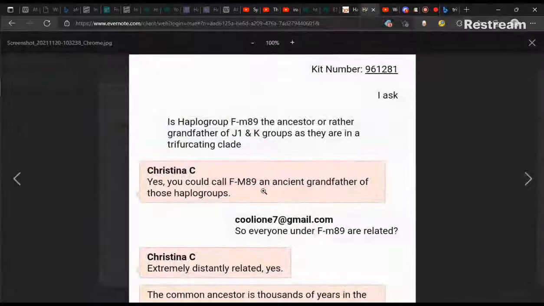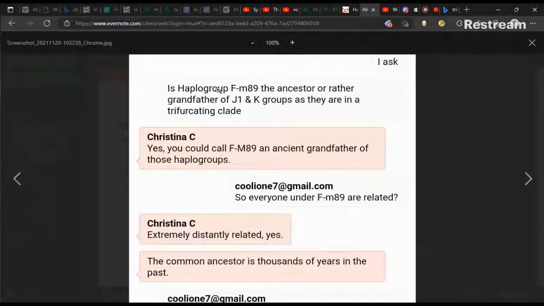So you're going to see that conversation here. I say, is haplogroup F-M89 the ancestor, or rather grandfather, of J1 and K groups, as they are in a basically triangulation clade or tri-figure. How do you say that? How do you say this word here? I know my wife's better at pronouncing some things sometimes. What's this one? Trifurcating. Trifurcating clade. So it's basically a clade that's all related. You'll see that as we go, and they're just going to confirm it.